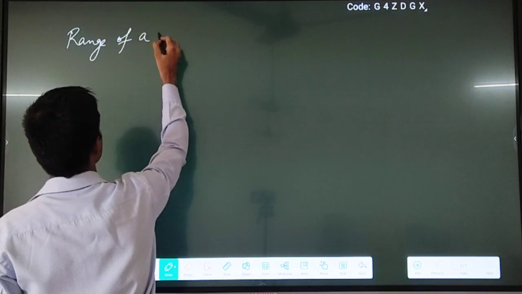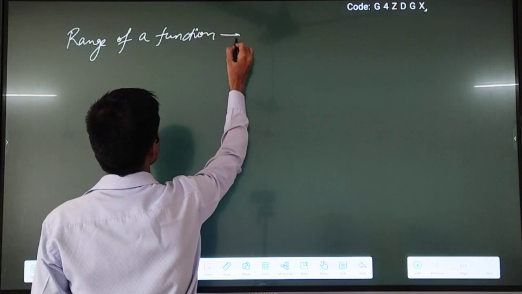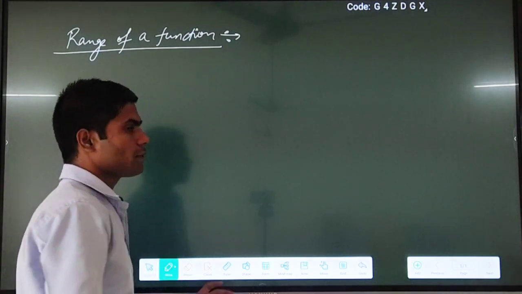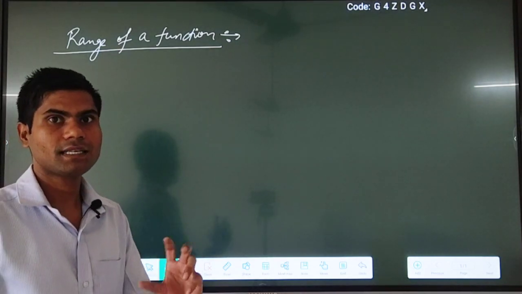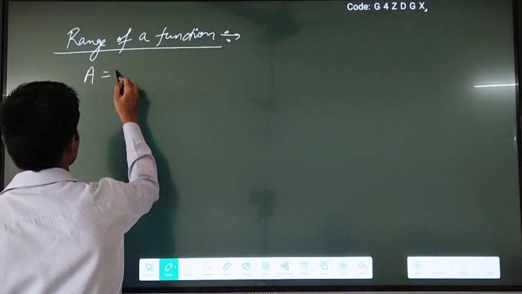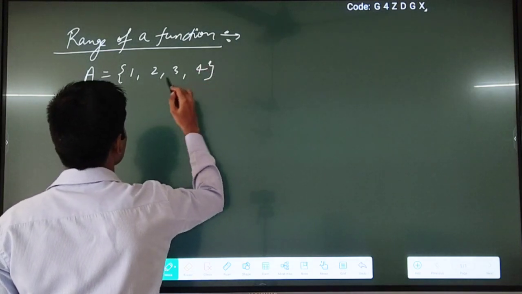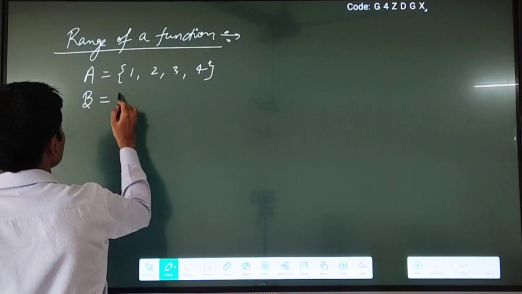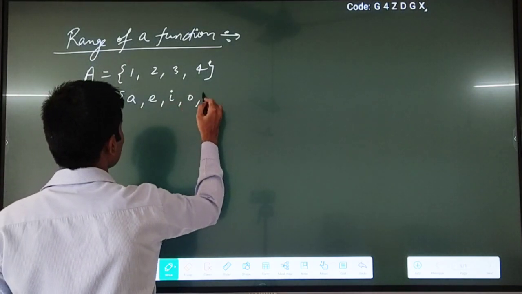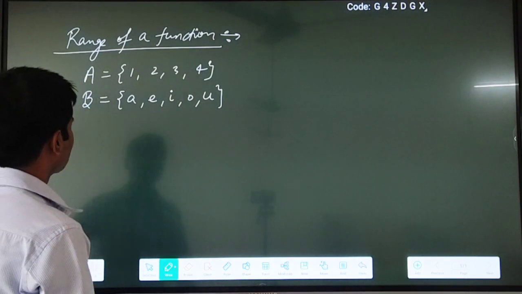Range of a function. First we will discuss some easy examples, okay? Then you will be able to understand the basic idea about range of a function. Suppose you have these two sets, A equal to {1, 2, 3, 4}, and B is equal to {a, e, i, o, u}. Okay students, suppose we have these two sets.